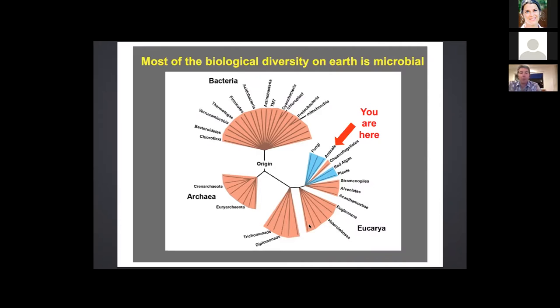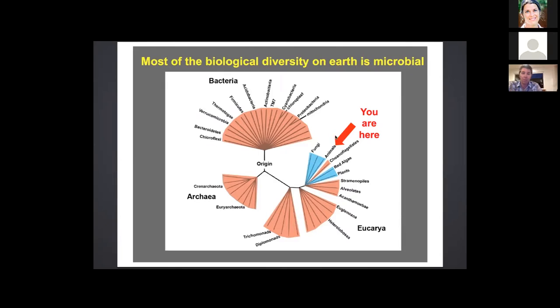A couple of things I want to point out here. Everything shown in pink is groups or lineages of organisms that are solely microbial. In other words, these are single-celled organisms, or primarily single-celled organisms, that we can't see with the naked eye. Blue shows those groups of organisms that do have some multicellular lineages and examples of organisms that we can actually see, like animals, for example.